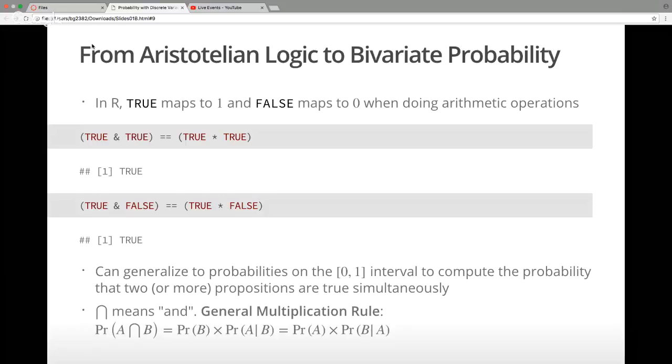And so we can use the ampersand to be the and operation. So if we have two propositions, both of which are true, then it's true that both of them are true. And so this can be alternatively represented in R by taking true, which maps to 1, and multiplying it by true, which maps to 1. And 1 times 1 is equal to 1. And so from R's perspective, both the left-hand side and the right-hand side are 1, and it is true that 1 is equal to 1.